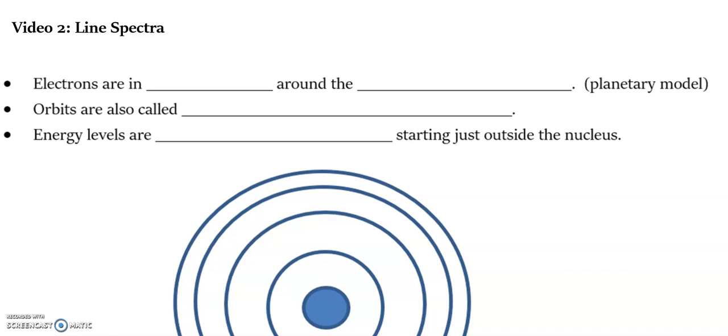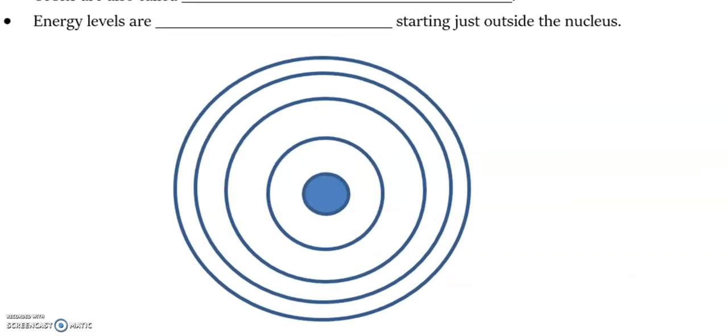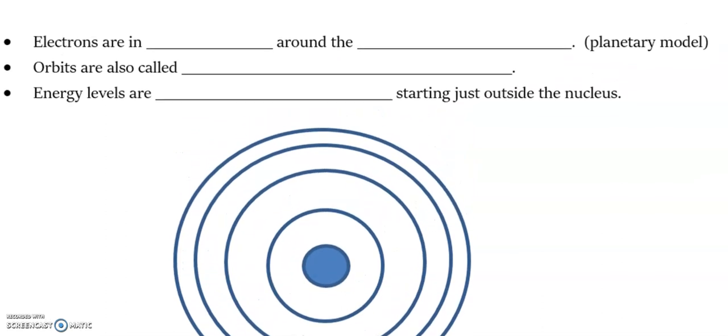And then the electrons, remember, are in what we call orbits. Bohr figured out that the electrons are in orbits around the nucleus. Remember, it was called the planetary model, like the sun was the nucleus and the electrons were like the planets orbiting around it. These orbits are also called energy levels, and that's what we're going to refer to them as a lot now, energy levels.